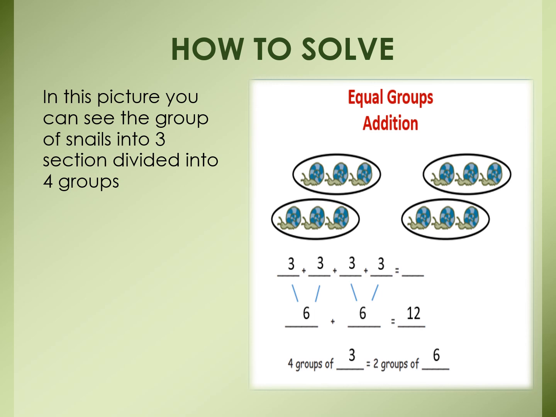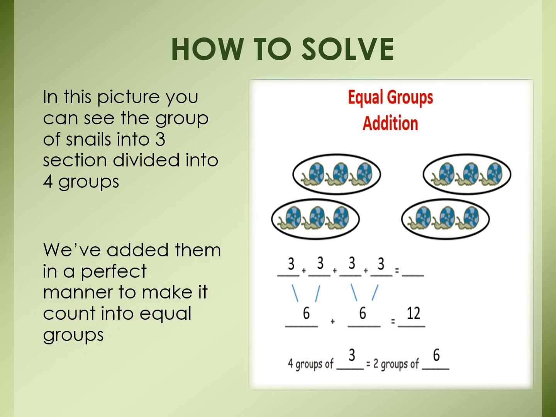In this picture, you can see the group of snails divided into 4 equal groups, as I have already explained. So when we add them, we can add them in a shorter manner also. How? By adding the first 2 numbers, which is 3 plus 3, 6. Then the third and fourth numbers, 3 plus 3, 6. So when we add 6 plus 6, we will get 12. So students, 4 groups of 3 equals 2 groups of 6.